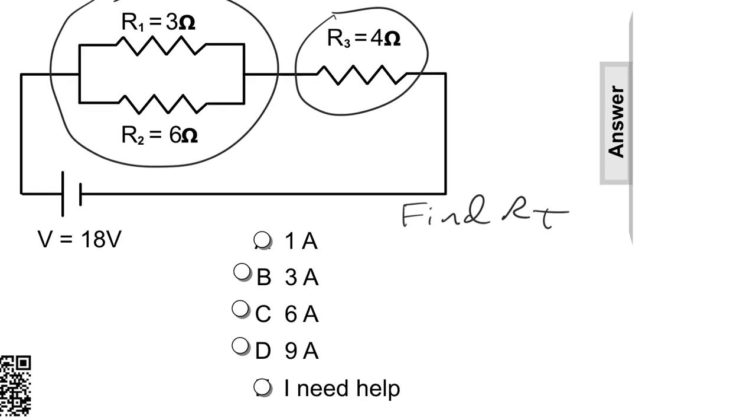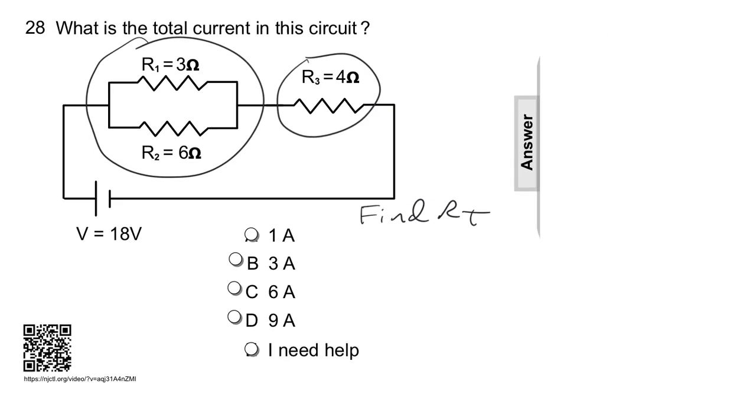So let's think this out. Let's find RT here. Let's do it this way. RT with 1 and 2, and then I'll find RT 1, 2, and 3 with them all together.